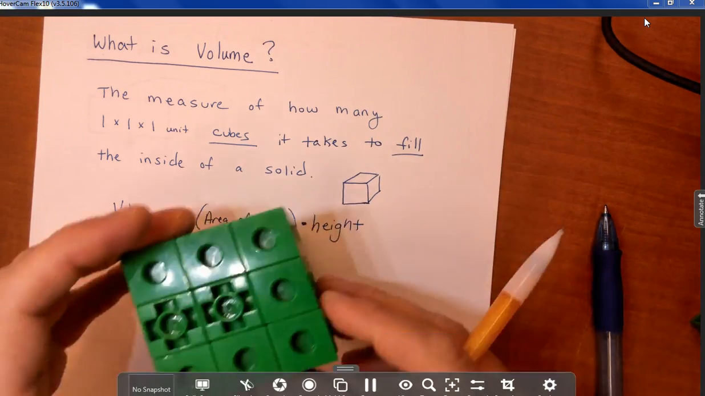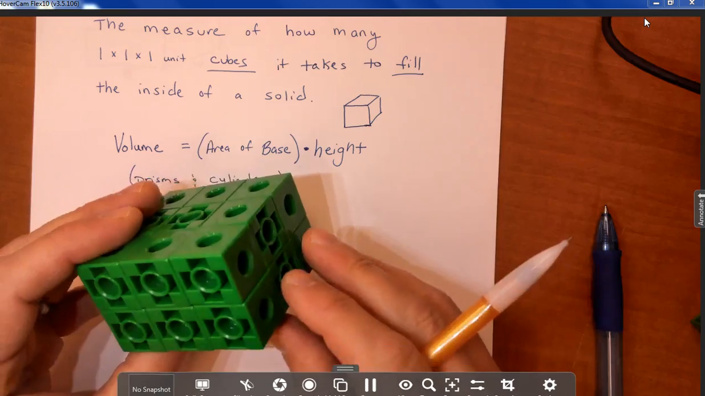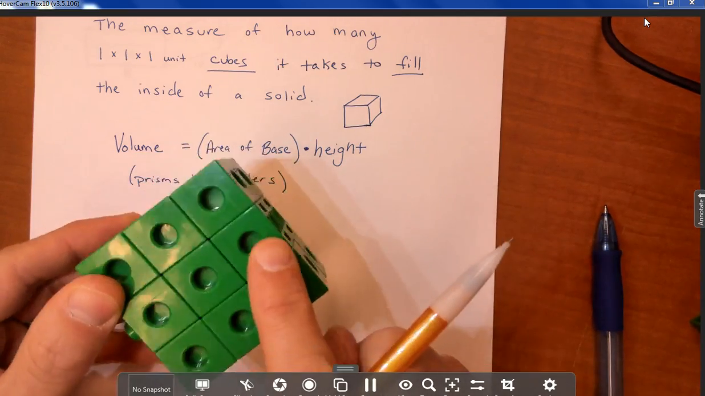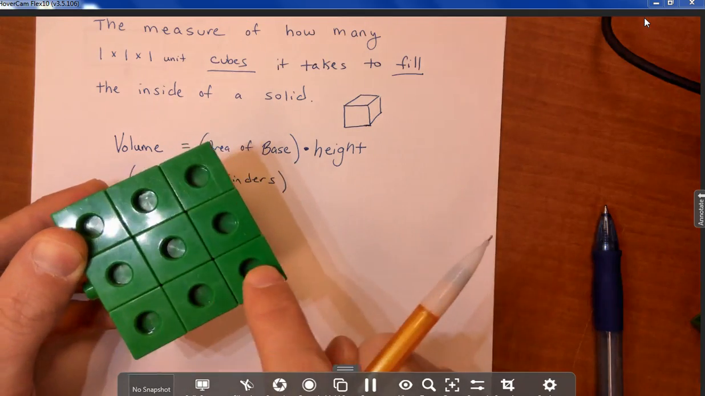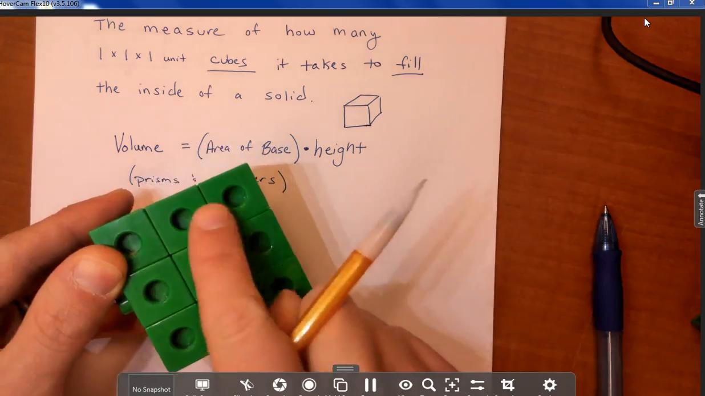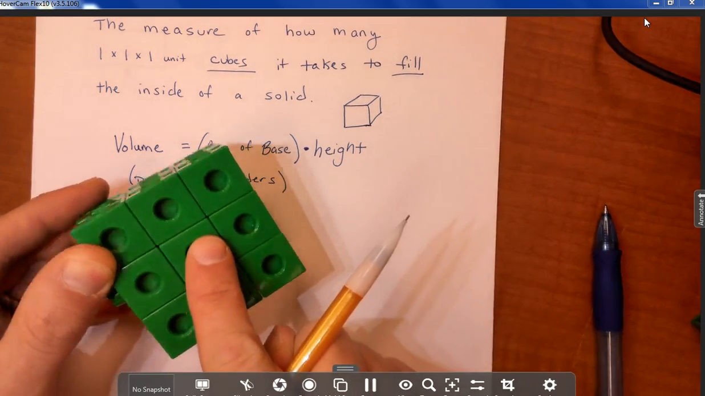Okay, so volume, just another little illustration. Think of this block I've got, a rectangular prism. So surface area, we've got, on this one surface, we have 9 squares. So we could say the area of this side is 9 square units.